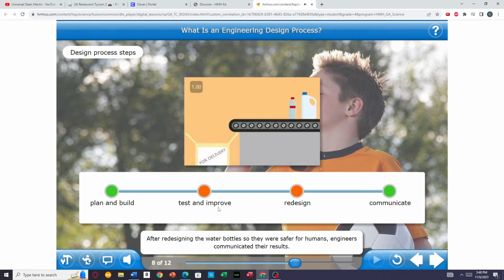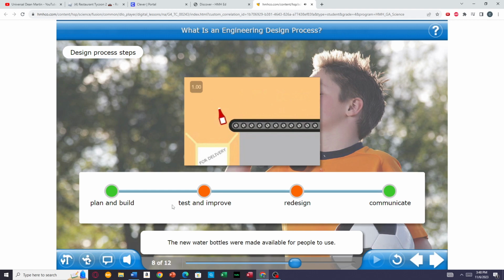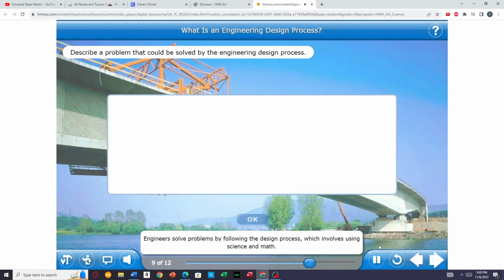After redesigning the water bottles so they were safer for humans, engineers communicated their results. The new water bottles were made available for people to use. This information was communicated through the news, radio, newspaper articles, books, and reliable websites. Engineers solve problems by following the design process, which involves using science and math.